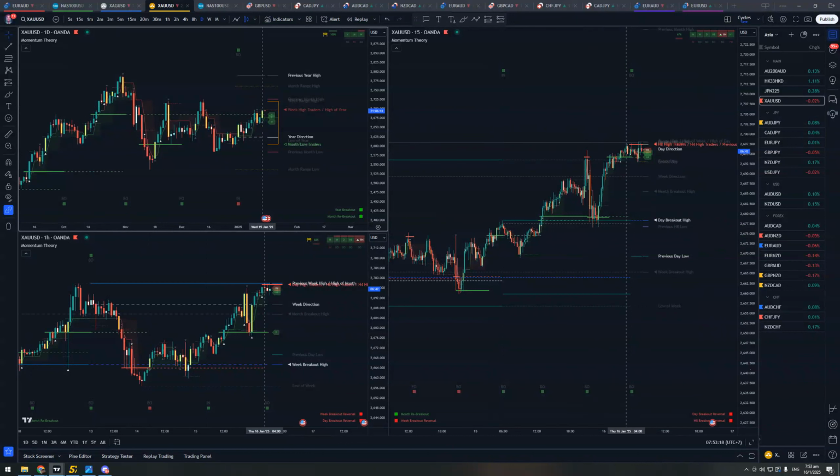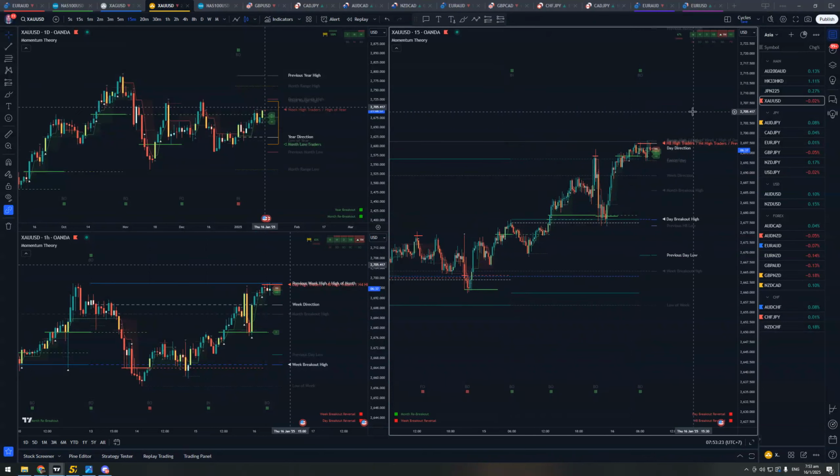So I have a separate monitor on the side. I'm going to put gold on it. So I have these as my pairs that I'll be watching more closely.